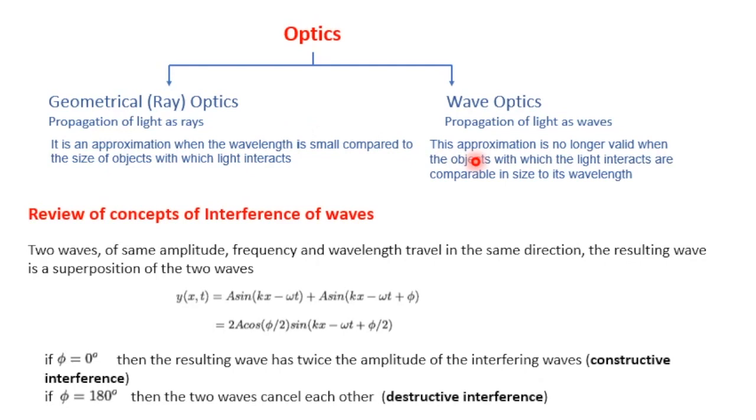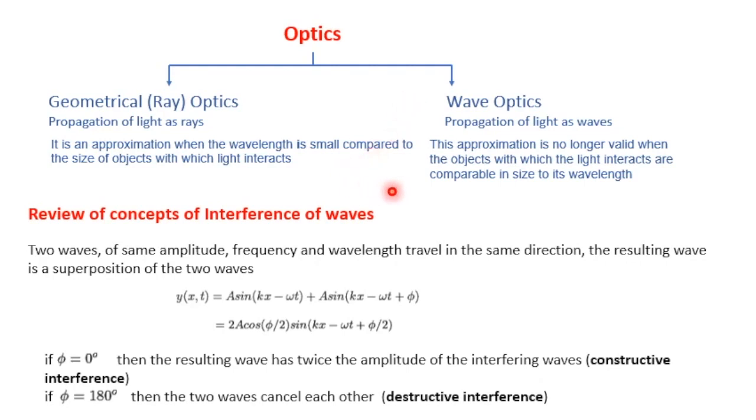But when the objects have dimensions which are comparable in size to the wavelength of light, then you can no longer work in geometrical optics. You have to invoke the concepts of wave optics, and so these are two contrasting classifications of optics, and we must be aware of which classification applies in which situation.